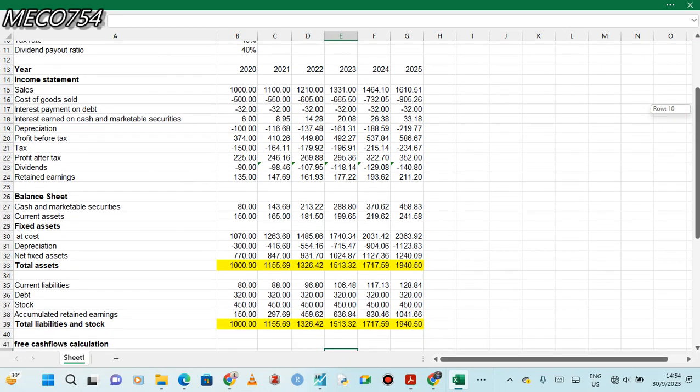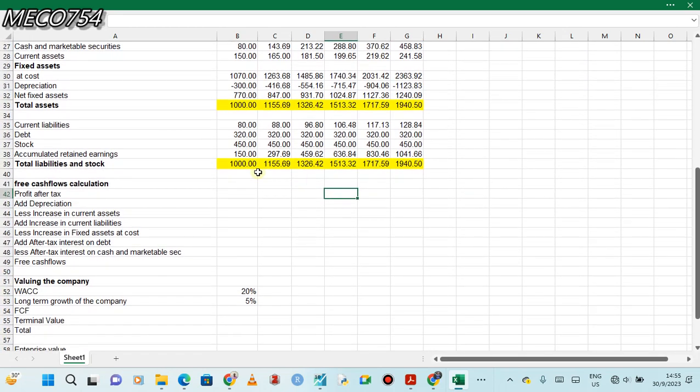The formula for calculating free cash flows is equal to profit after tax. Then you add back depreciation. You subtract any increases in current as well as fixed assets. You add back any increases in current liabilities. You also add back the tax adjusted interest on debt, and then you subtract the tax adjusted interest on cash and marketable securities. That's how we get our free cash flows. So let's do it practically using Excel.